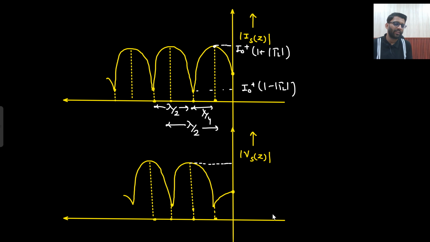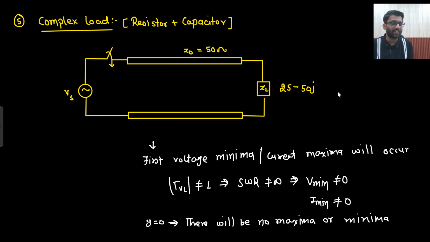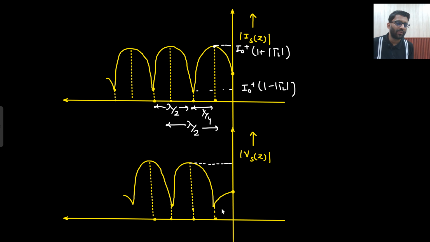So first voltage minima will occur. Why is that so? Because nature is capacitive. So here we are not doing the calculation. We are just writing down the results. Calculation if you wanna do, you can do it. You can find out the location of voltage minima or maxima. That's up to you. But here we are just writing down the results. Okay. So this is what we have understood.